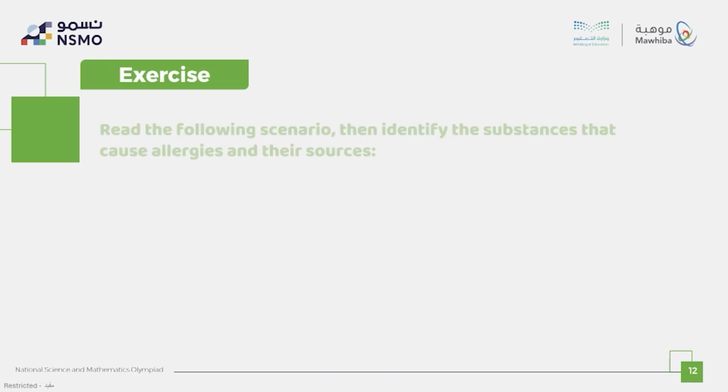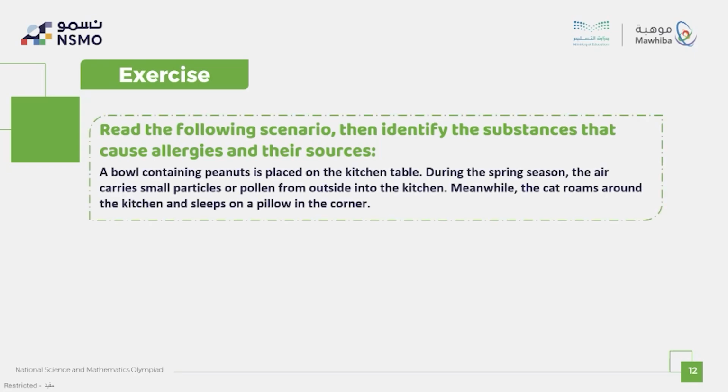Let's have this exercise. Read the following scenario, then identify the substance that causes allergies and their source. A bowl containing peanuts is placed on the kitchen table. During the spring season, the air carries small particles or pollen from outside into the kitchen. Meanwhile, the cat roams around the kitchen and sleeps on a pillow in the corner.